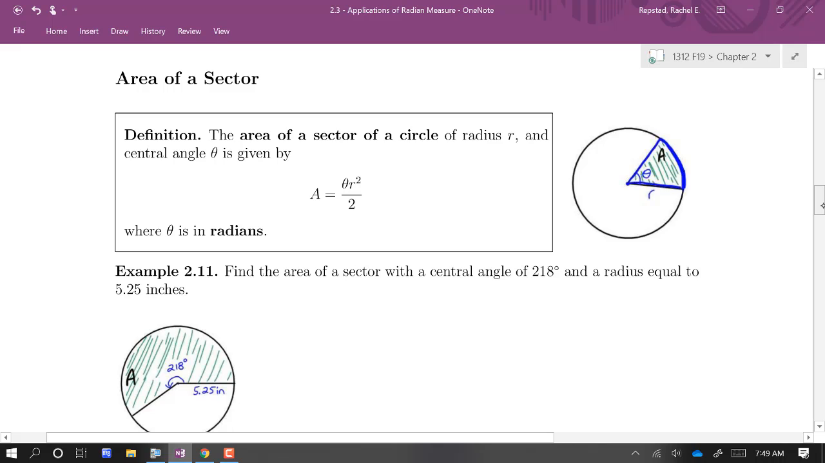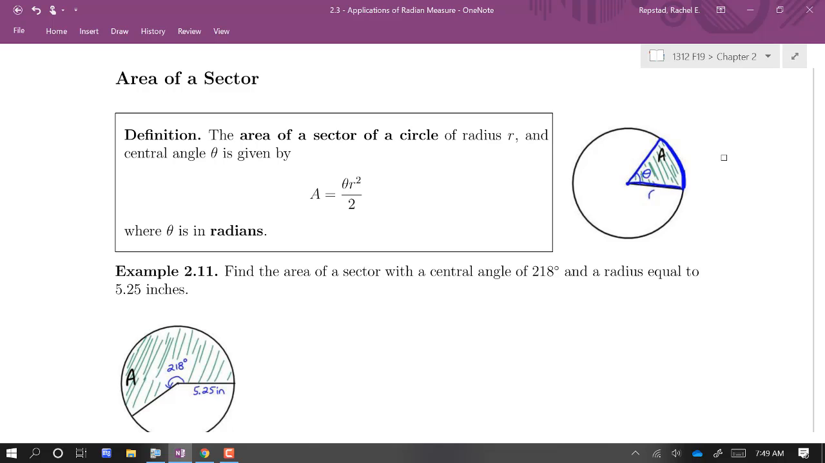All right, our next application is finding the area of a sector, a sector of a circle. So again, it starts by looking at the circle of radius r, and we have this central angle theta. And then I'm drawing this angle out. I can see the arc length here along the side, but the sector is just that slice of pie there. And we're looking for the area of that sector. And that formula is theta r squared over 2. Again, as long as theta is in radians. Theta must be in radians for this formula to work.